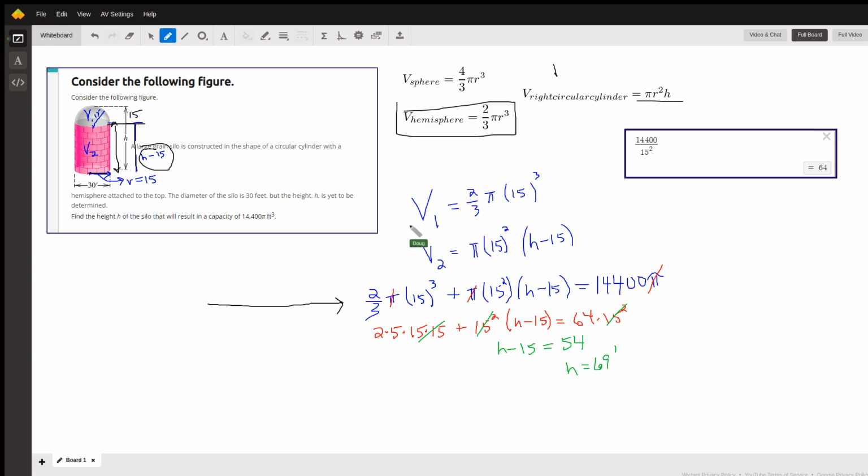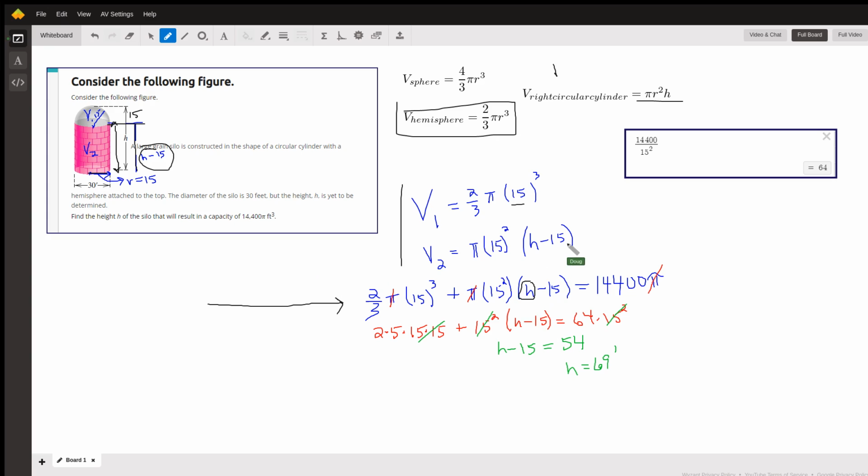The volume of the hemisphere at the top is 2/3 pi times the radius, which is 15, cubed. The volume of the right circular cylinder is pi radius squared times the height, which is h minus 15. The sum of those two volumes has to equal the given volume, 14,400 pi cubic feet. Now, how do you solve for h?